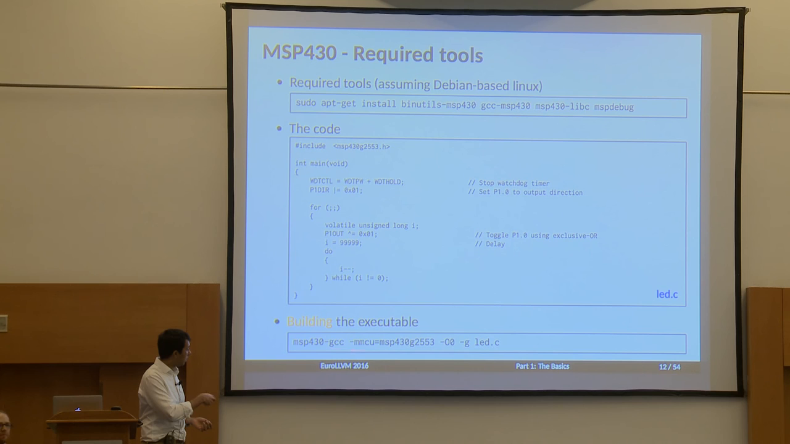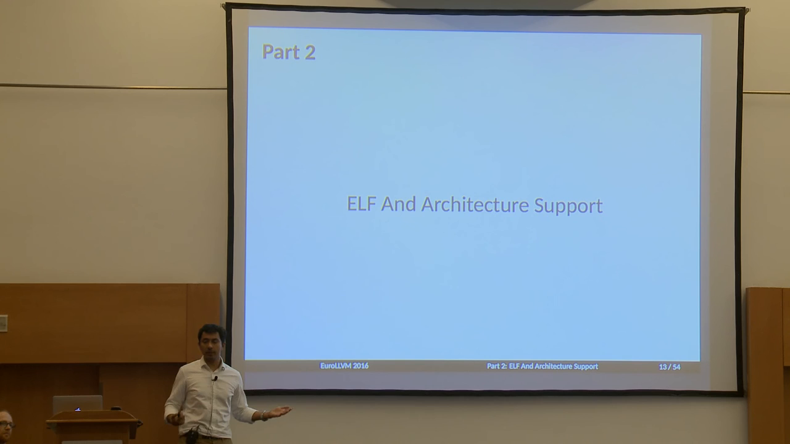Here you have to specify the microcontroller, the chip, which tells it to pick up the right linker script. O0 and G4 so that you can debug. So now that we have a binary, what is the next step? We want to load this binary in LLDB. So how do we go about that?